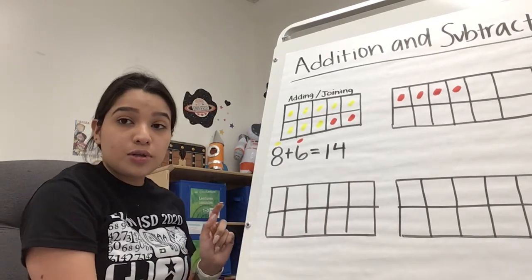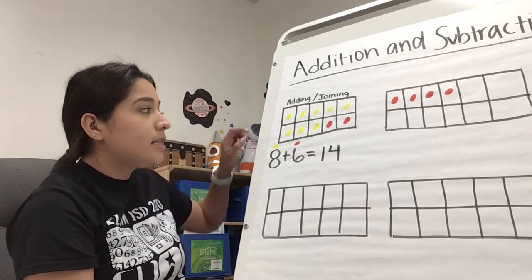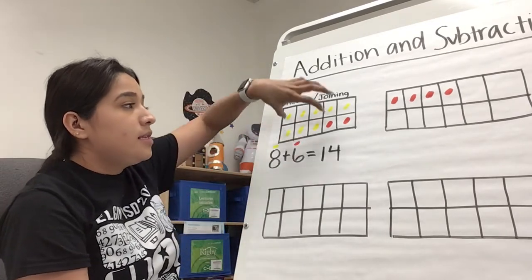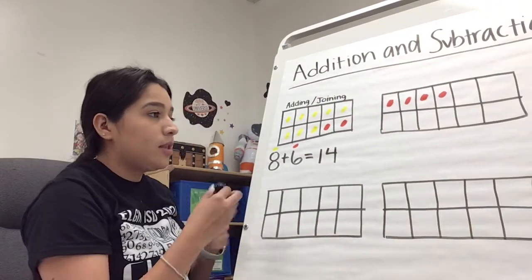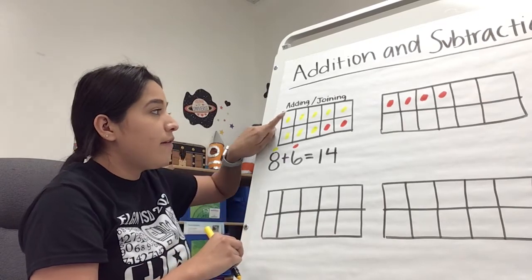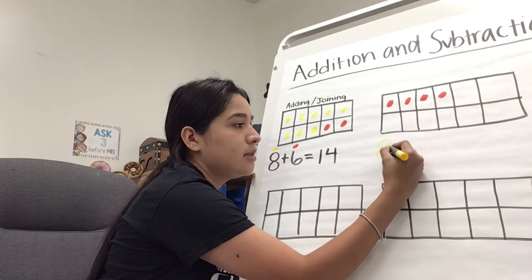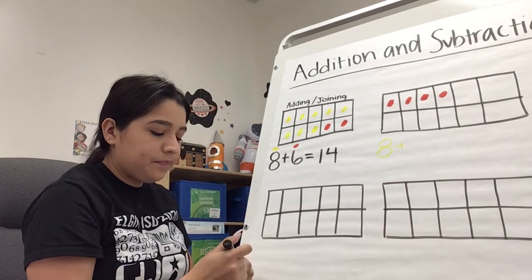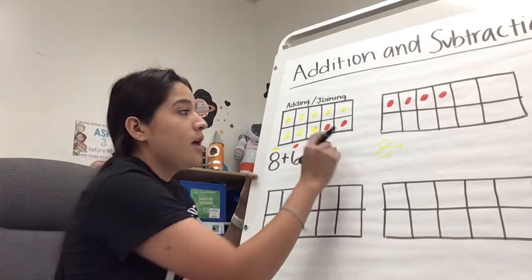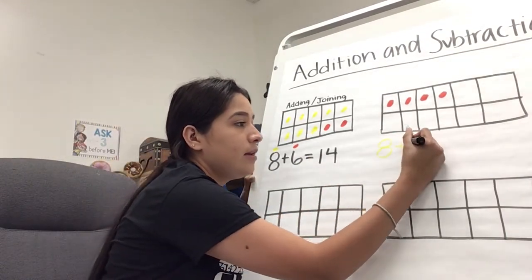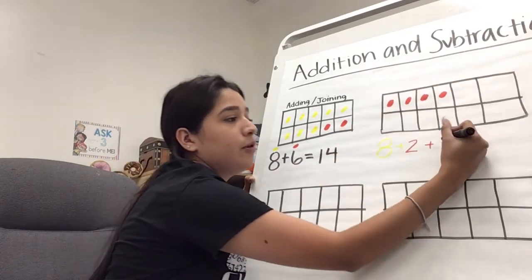So then we're also going to go ahead and see another problem. So if you want to go ahead and separate this 10 frame with this 10 frame, you can do that as well. So what that looks like is you have 8 circles, right? So we're gonna put 8. And then you have 8 yellow circles. You have 2 red. And then on this other 10 frame, you have 4 red.